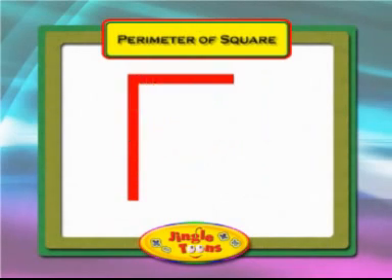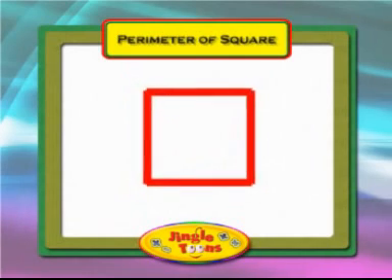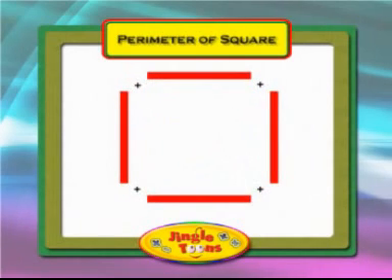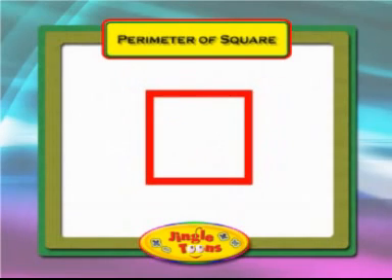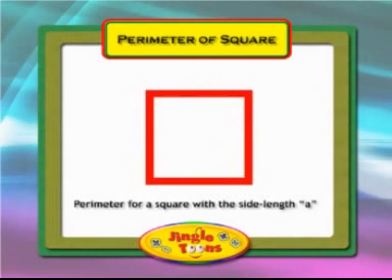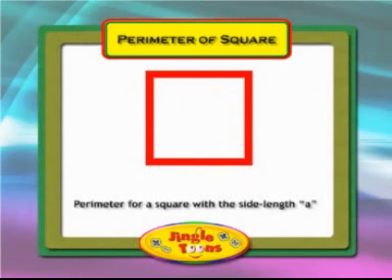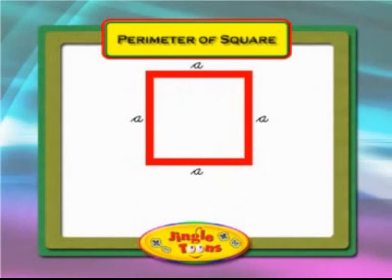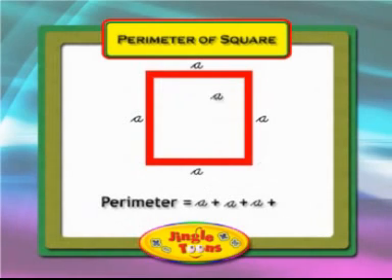Perimeter of square. The perimeter of a square is the sum of the length of all four sides of a square. Since all four sides of a square are equal, the formula for the perimeter for a square with the side length A is perimeter is equal to A plus A plus A plus A. This means perimeter is equal to 4 multiplied by A.